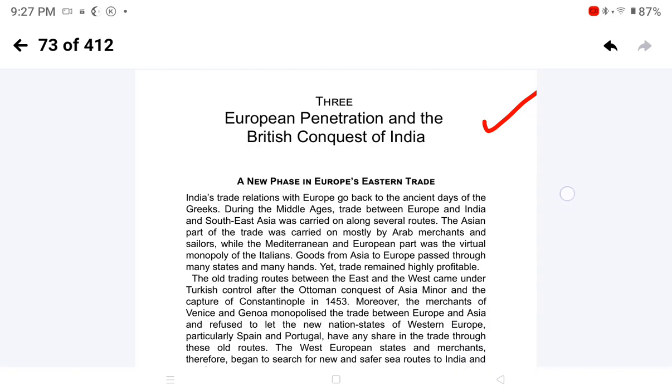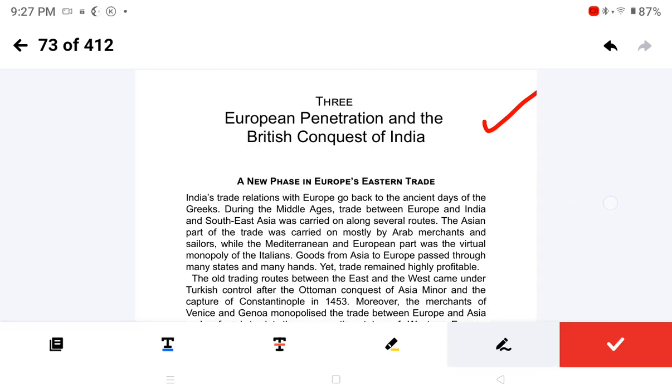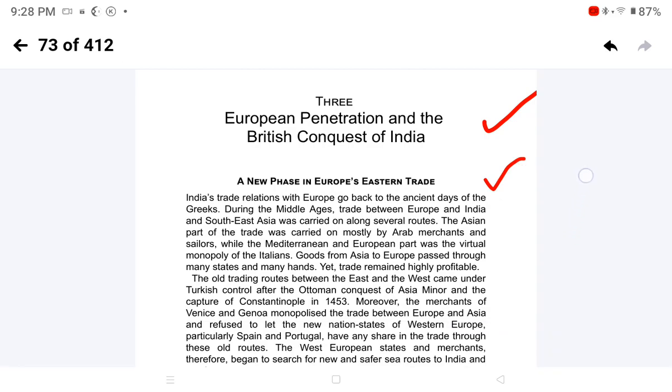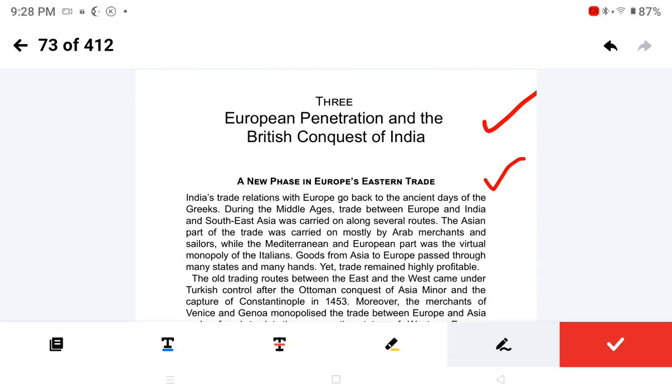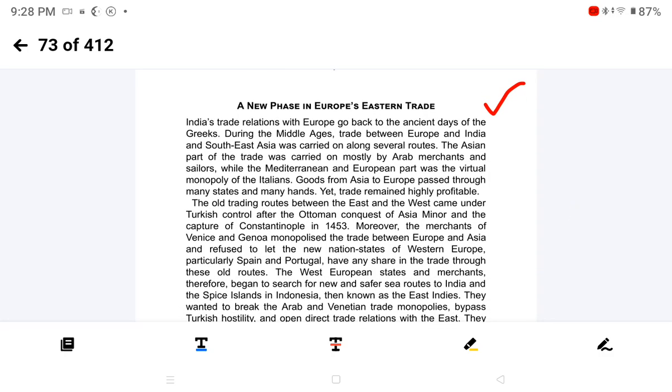India's trade relations with Europe go back to the ancient days of the Greeks. During the Middle Ages, trade between Europe and India and Southeast Asia was carried on along several routes. The Asian part of the trade was carried on mostly by Arab merchants and sailors, while the Mediterranean and European part was the virtual monopoly of the Italians. Goods from Asia to Europe passed through many states and many hands, yet trade remained highly profitable.